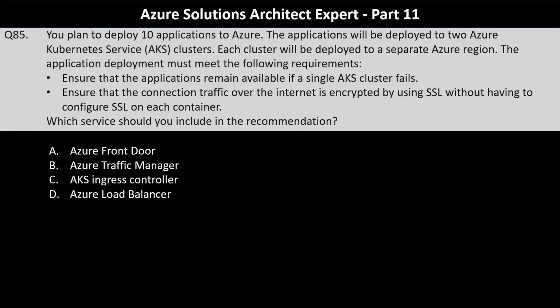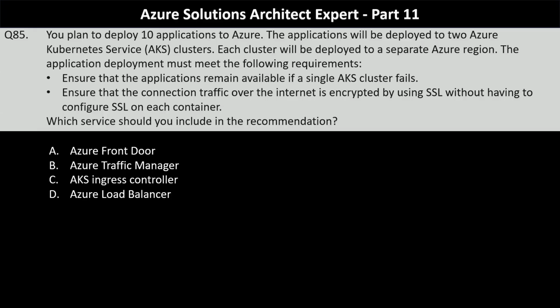Question number 85. You plan to deploy 10 applications to Azure. The applications will be deployed to two Azure Kubernetes clusters, which is AKS clusters. Each cluster will be deployed to a separate Azure region. The application deployment must meet the following requirements. Ensure that the applications remain available if a single AKS cluster fails. Ensure that the connection traffic over the internet is encrypted by using SSL without having to configure SSL on each container. Which service should you include in the recommendation? Your options are Azure Front Door, Azure Traffic Manager, AKS Ingress Controller, Azure Load Balancer.